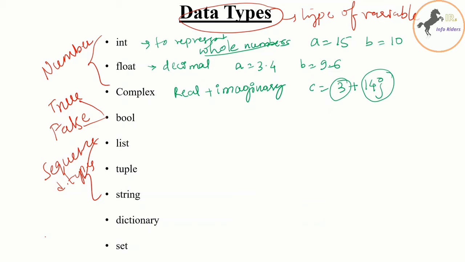Coming to the sequence data types: list, tuple and the string. Here list is the collection of different data type elements. For example, L is equal to, it should be represented in square brackets. It can consist of numbers as well as strings.